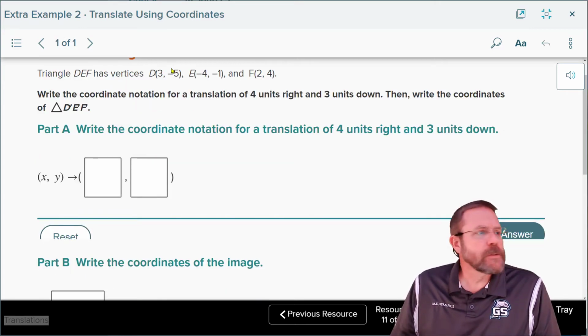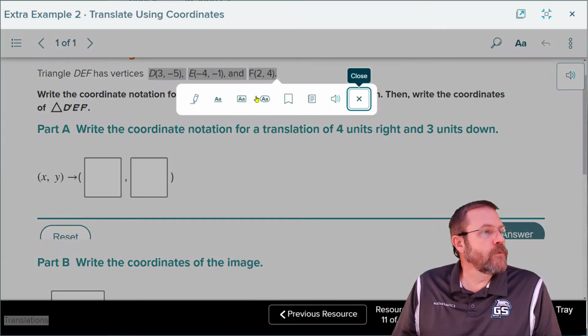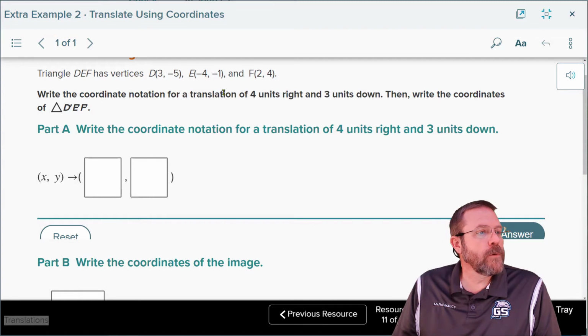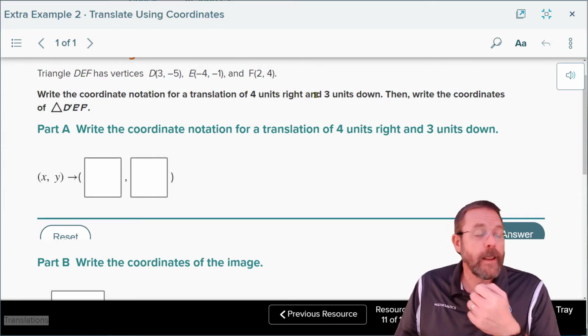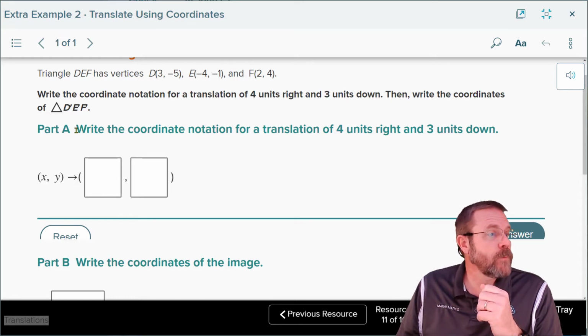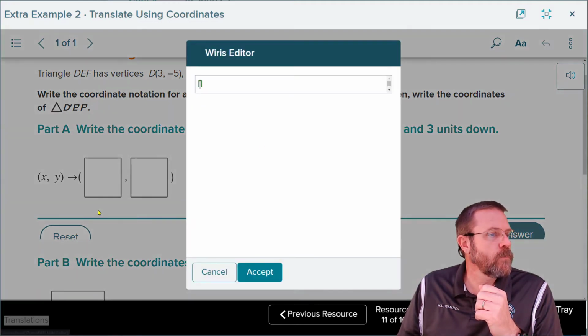Let's take a look at this together. The question says triangle DEF has these vertices here, and it says write the coordinate notation for a translation of 4 units right and 3 units down. Then write the coordinates of D'E'F'. So the only one they're asking for here is for 4 units right, 3 units down.